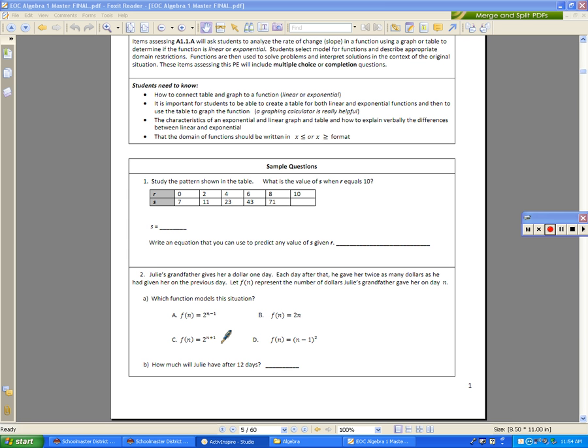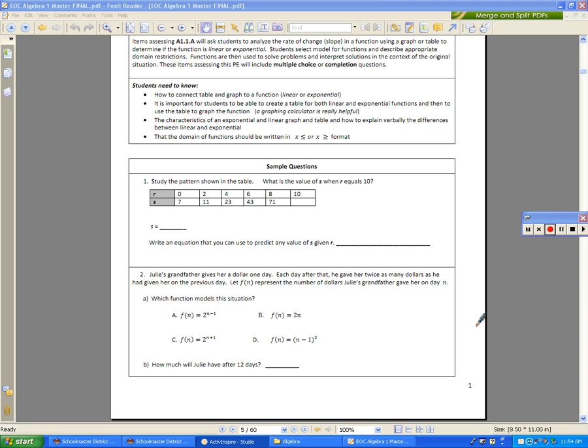All right, then it says, how much will Julie have after 12 days? Well, you could do the 12 days and then add up all the numbers, and that would give you your answer. But it's easier now that we know this is the equation to plug in 12 for n. Okay? So the formula says take the number of days and subtract 1. Well, 12 minus 1 is 11. And what's 2 to the 11th power?